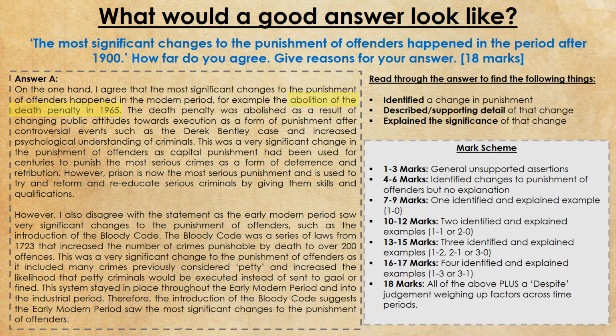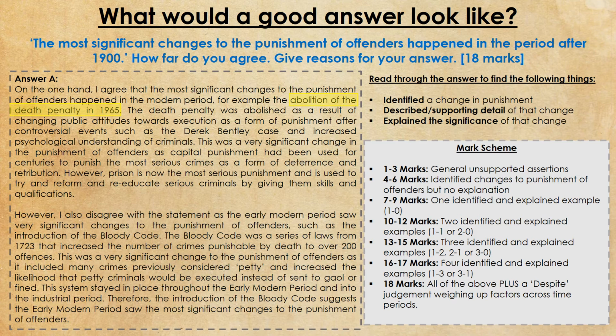So here they have identified a change in punishment. They're talking about the abolition, so the ending of the death penalty in 1965. Right there, they've identified a point. So if we have a look at our mark scheme, straight away they've jumped into this second band because they have identified a change to punishment. But at this point in time, they haven't offered any explanation. So I would write next to this ID that they're at 4 marks because they've identified one change to punishment. They go on.